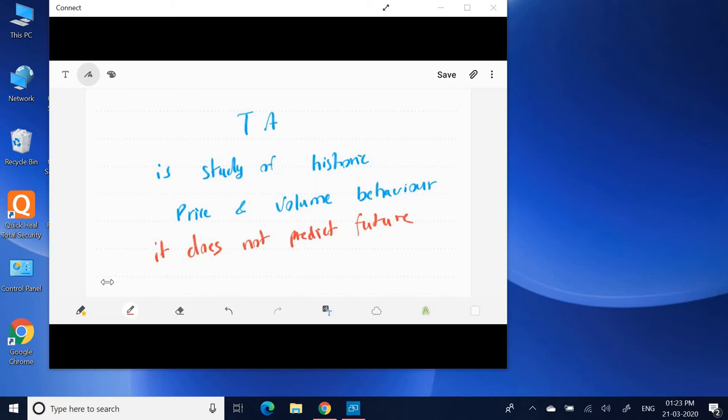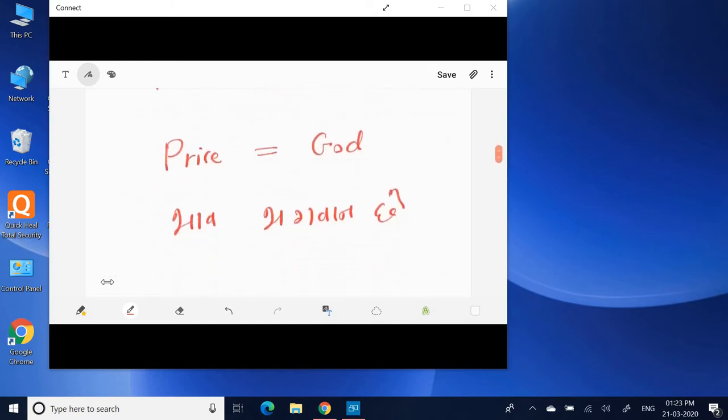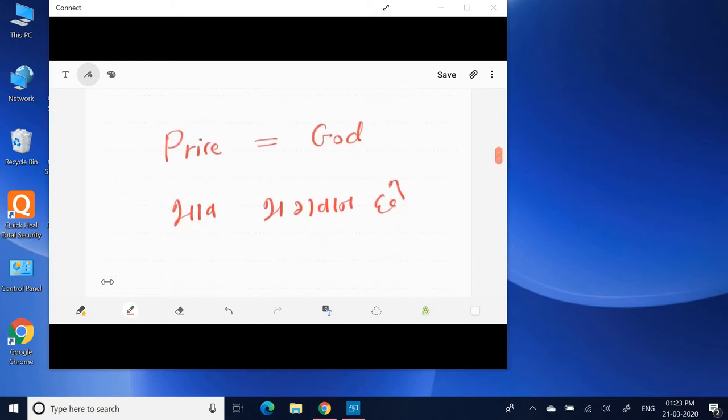It is not going to help you predict the future. What technical analysis does is, कि अब ये हुआ है and this is the action we need to take. It's a reactionary tool rather than a predicting or forecasting tool. And the most important premise of technical analysis is that price is God. As they say, bhav bhagwan che. That is the most important premise of technical analysis.